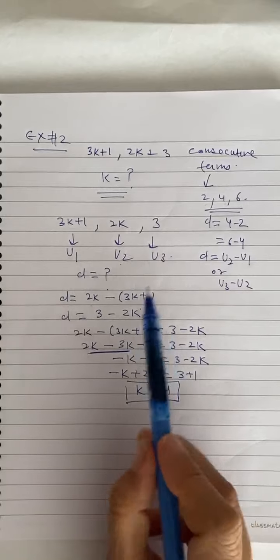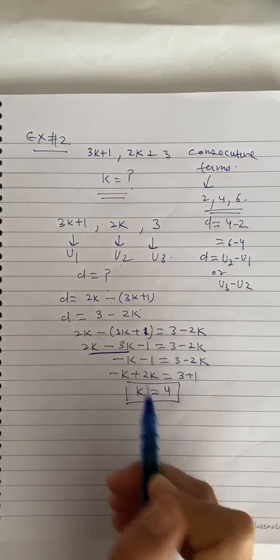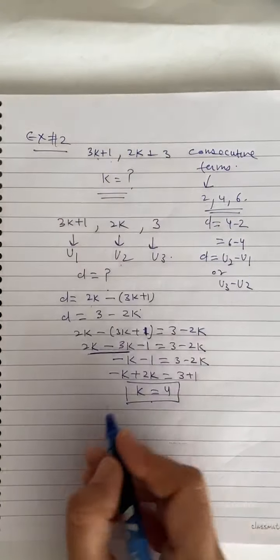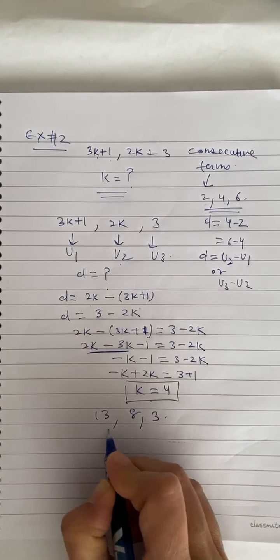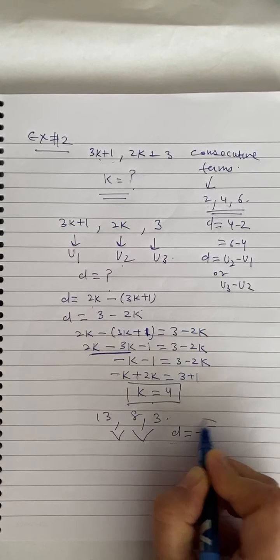And now they didn't ask you what those terms are, but we can go and check it. If I substitute k is 4 here, 3 times 4 is 12 plus 1, 13. 2 times 4 is 8, and then 3. And you can see the common difference in this case is negative 5 here.